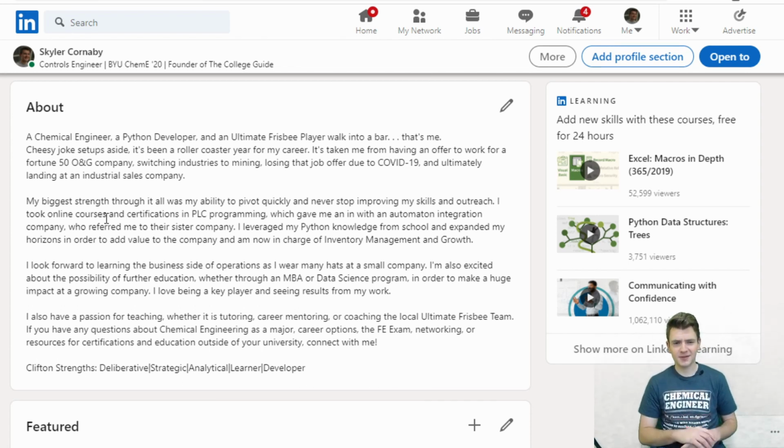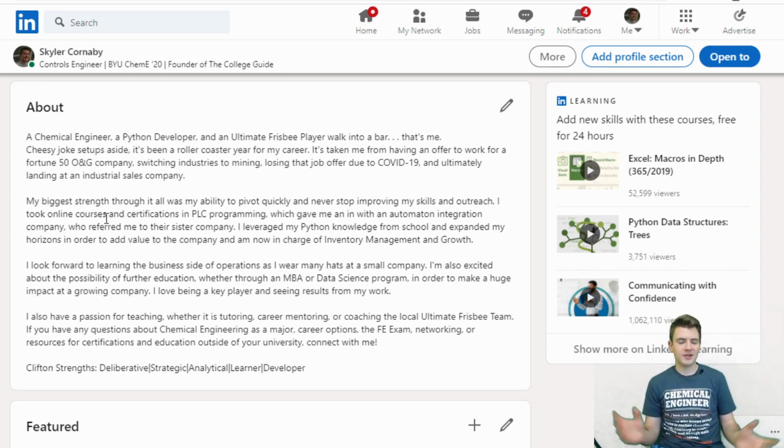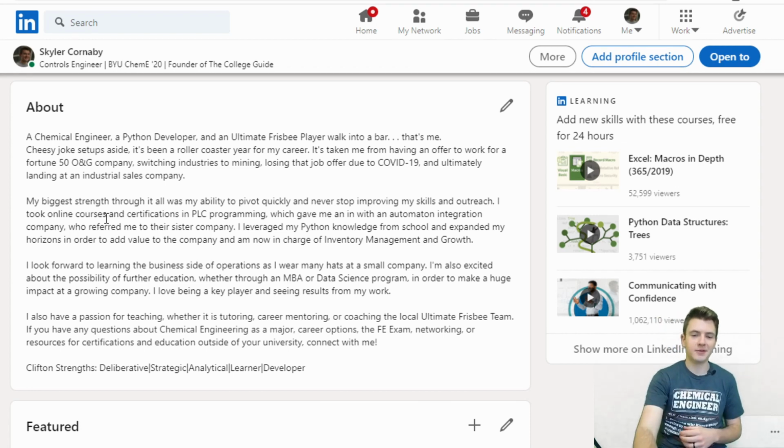I also have this little Clifton Strengths thing. For a while, I was seeing that on a bunch of profiles. You don't have to put that. It's some test you can take and it will tell you your 5 biggest professional personality traits or something. So I honestly wouldn't worry about it, but whatever.